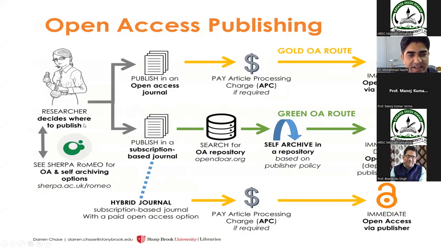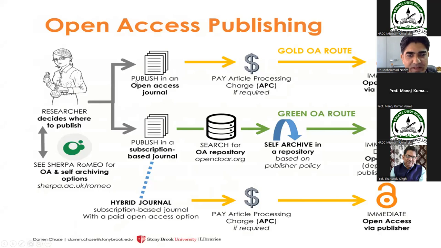So the researcher decides where to publish. The researchers have different options. We have already discussed hybrid, gold open access and green open access. So there are three different options for the researchers.